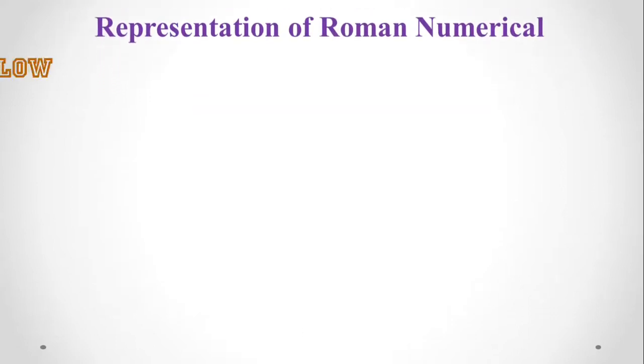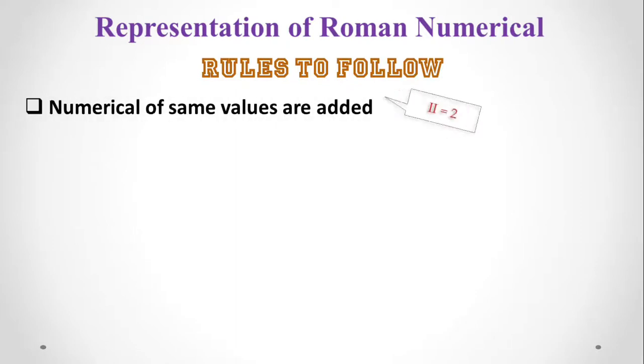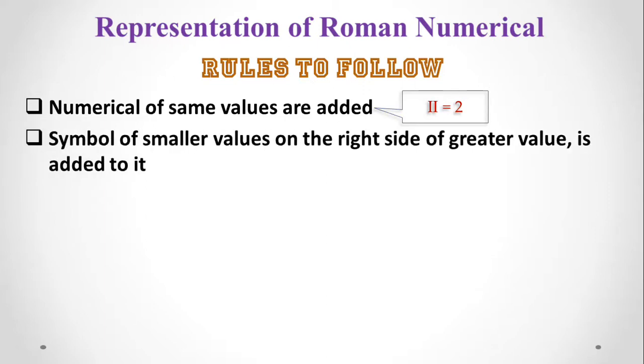To represent the Roman numerals, we need to follow some rules. The first rule is that numerical values of the same value are added. For example, I plus I would result in 2. If you have the same numerical values placed side by side, those are added together. The second rule is that a symbol of smaller value on the right side of a greater value is added to it. For example, V is a greater value. If a smaller value is placed on the right side of the V, it is added along with the V. In this case, V plus I would result in 6.